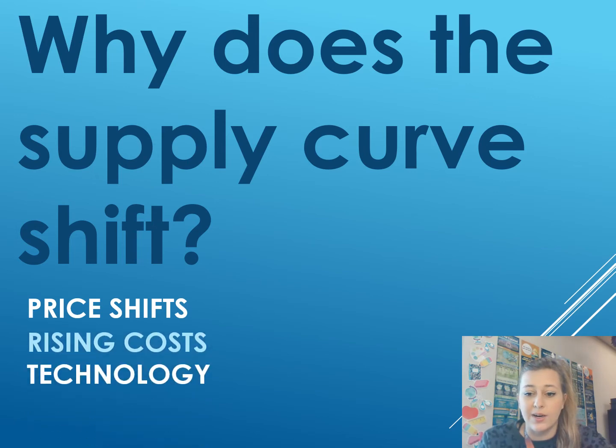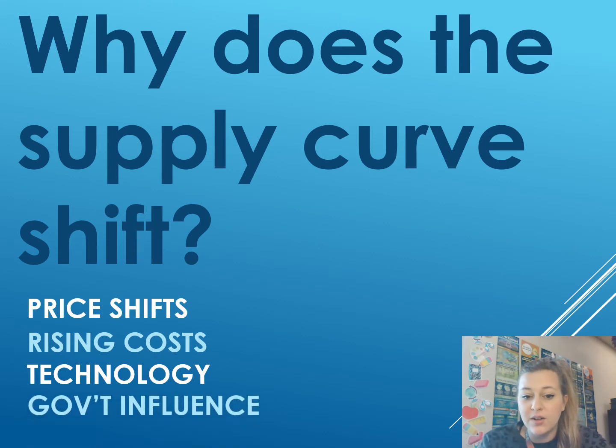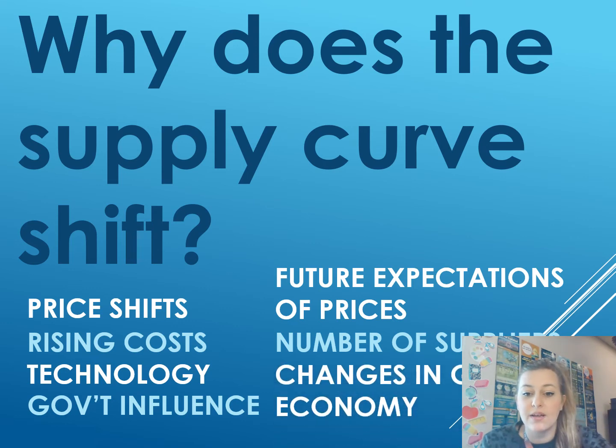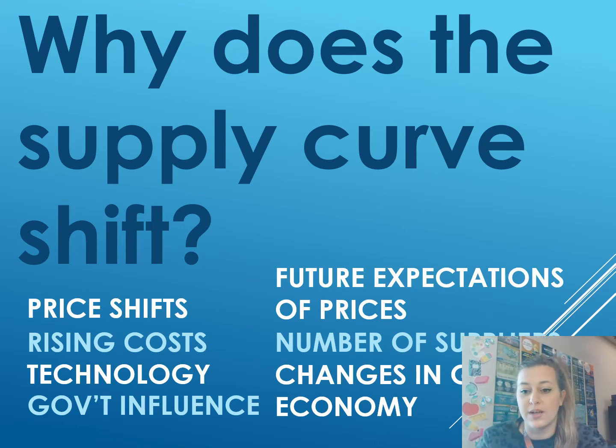Let's see here. We're going to talk about rising costs, rising input costs. So what do my raw materials cost? That could affect supply. Changes in technology, government influence, expectations of prices can also play a part. The number of suppliers in a given market could play a part, and then just changes really in the global economy.